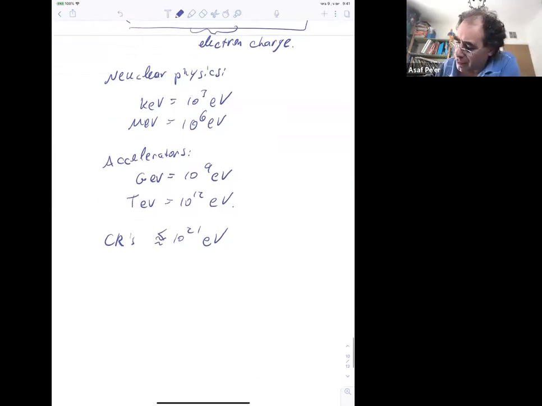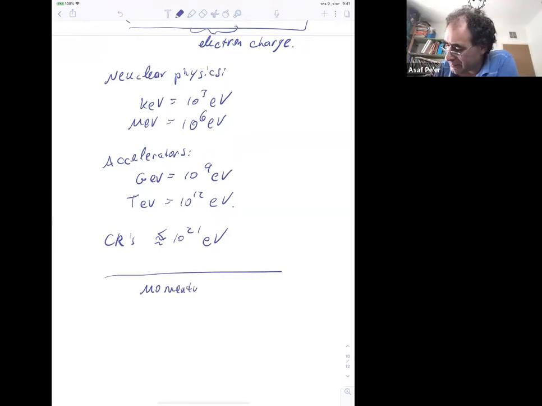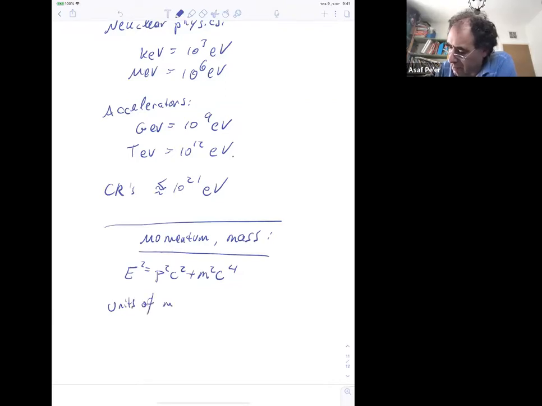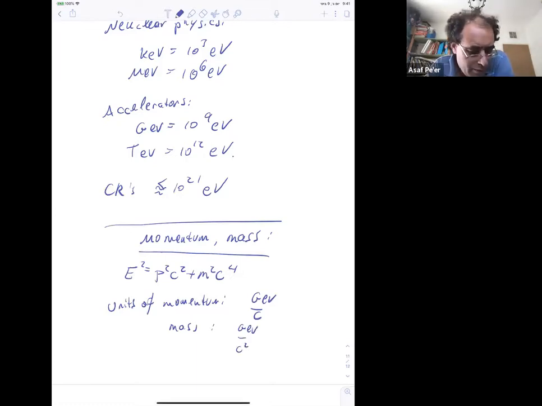Okay, this is for energy. What about momentum, mass? So again, for units of momentum, we simply use Einstein's relations. E squared is just P squared C squared plus M squared C to the 4. Since then obviously the units of momentum are GeV over C, and the mass is GeV over C squared. But since C is equal to 1, both of them have units of GeV. It's quite handy.